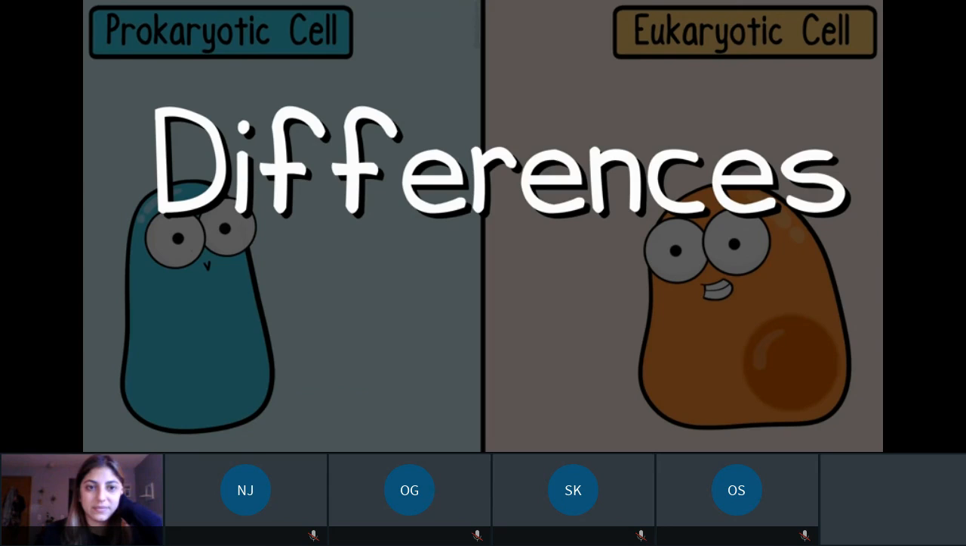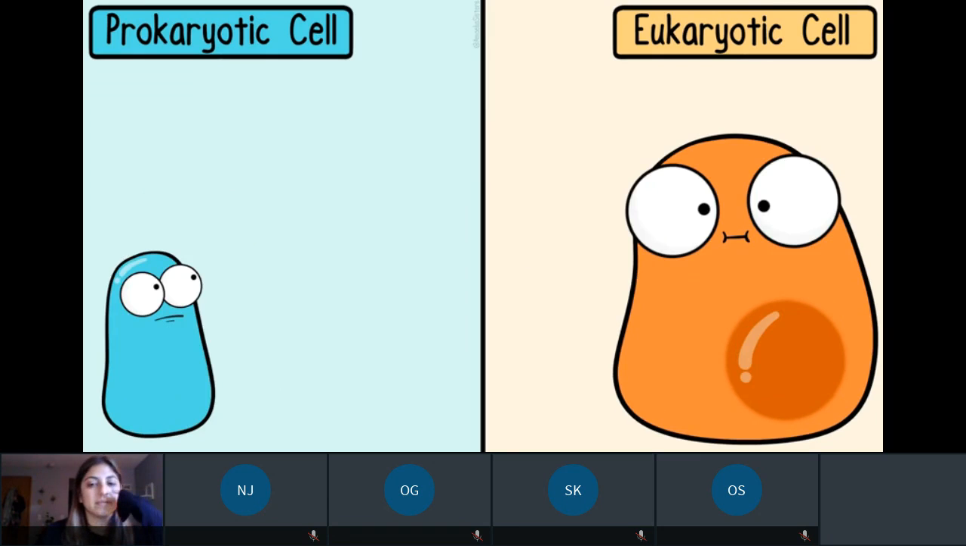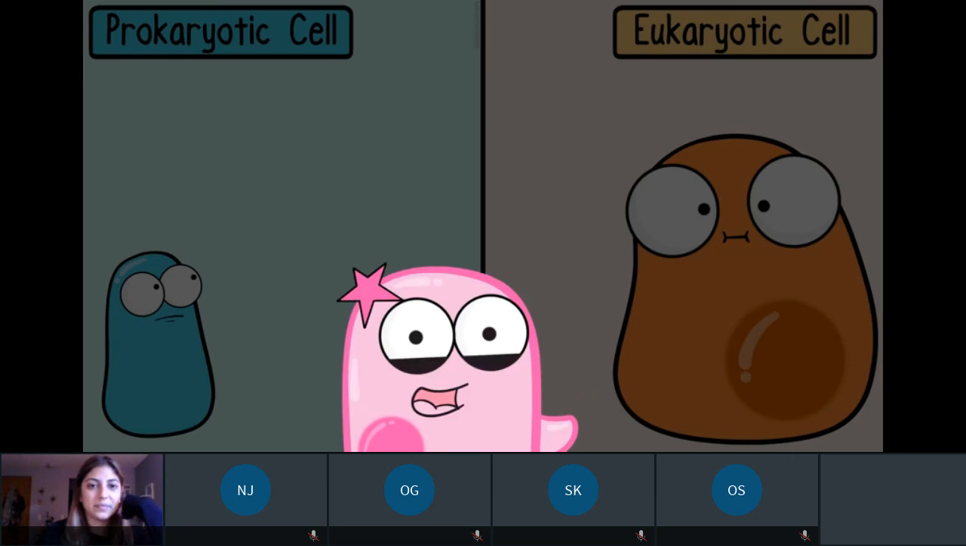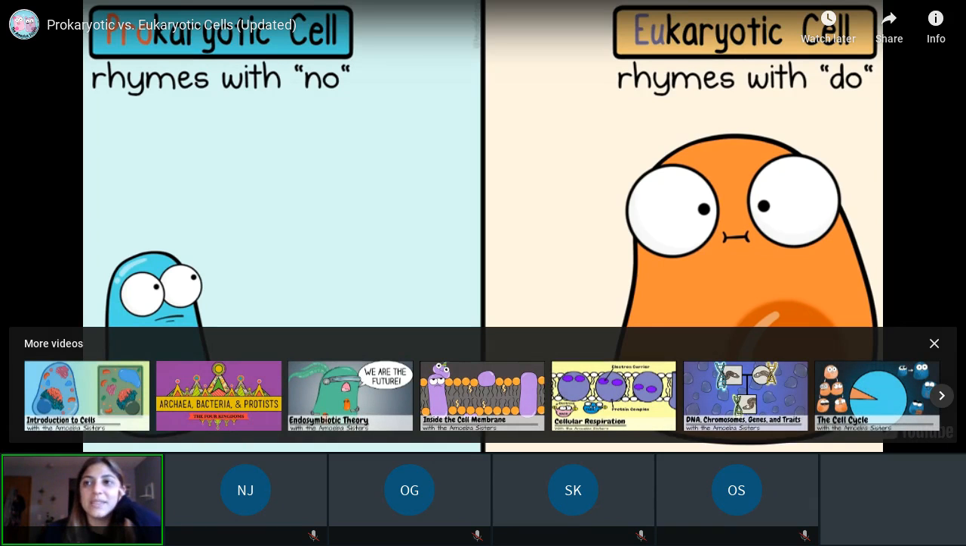What makes prokaryotic cells and eukaryotic cells different is especially interesting. Eukaryotic cells are more complex than prokaryotic cells. They tend to be larger than most prokaryotic cells. And to help me remember some more differences in this next part, I like to remember that pro in prokaryote rhymes with no, and eu in eukaryote rhymes with do. So I'm going to pause right here.